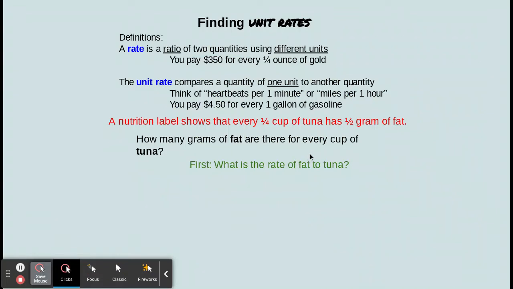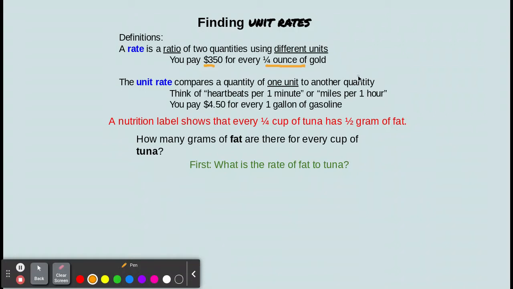In this section, we're going to find unit rates, but before we do that, we need to figure out what a rate is. A rate is a ratio of two quantities using different units. So for instance, you pay $350 for every 1/4 ounce of gold. The first unit is dollars, the second unit in this case is ounce. So that's a rate, a ratio of two quantities using different units.